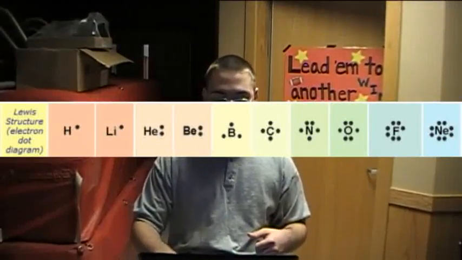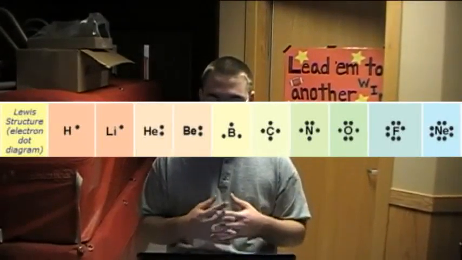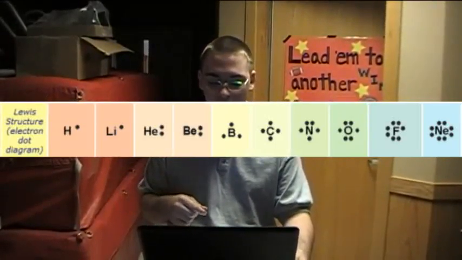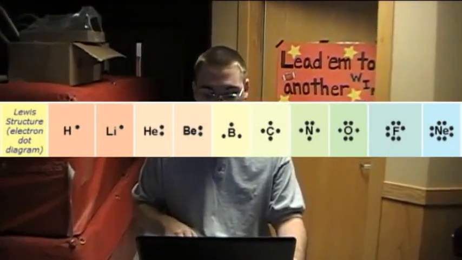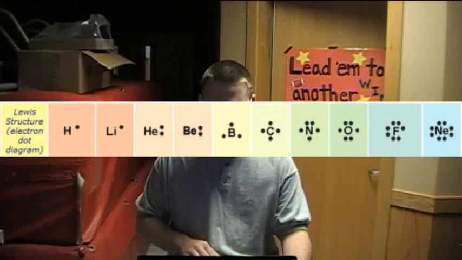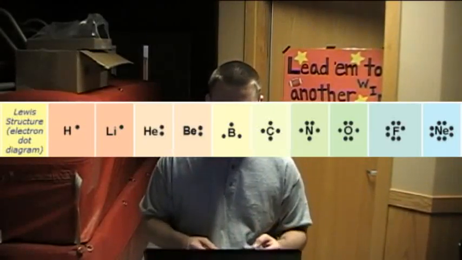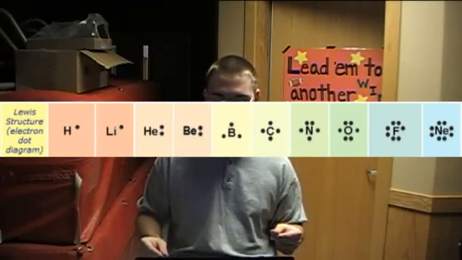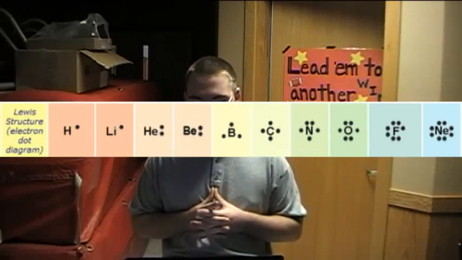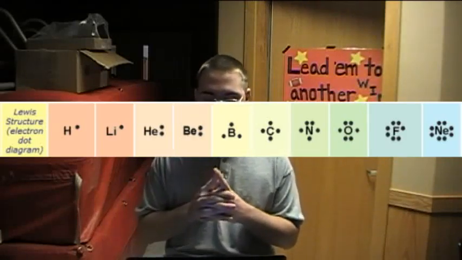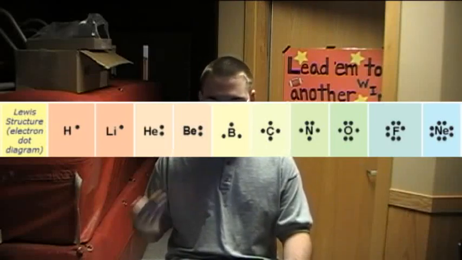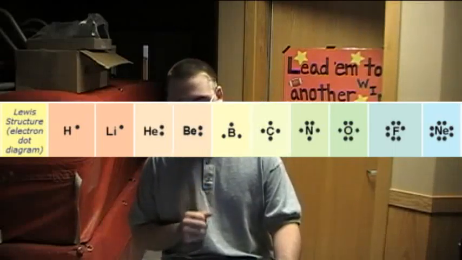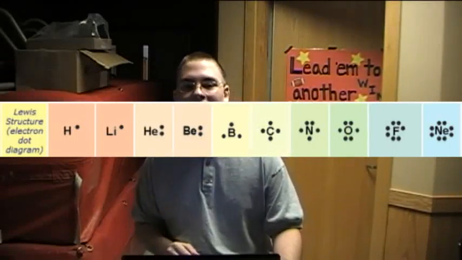For Lewis structures of atoms, you have the chemical symbol, and then it's surrounded by a number of dots corresponding to the number of valence electrons for that atom. For Lewis structures of ions, atoms will gain or lose electrons in order to achieve a stable configuration of 8 valence electrons. Negative ions are formed when an atom gains electrons, and positive ions are formed when an atom loses electrons.